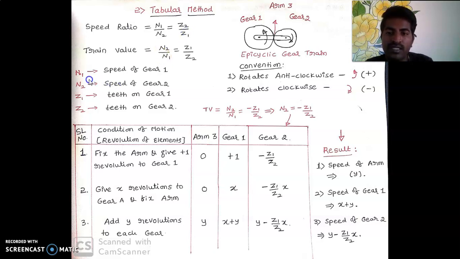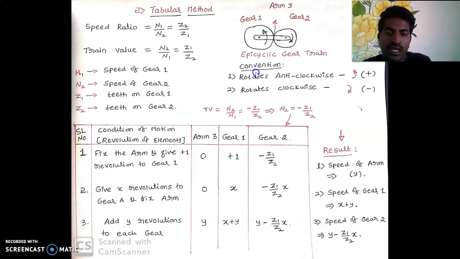So here n1 is the speed of gear 1. This is gear 1, which is rotating in the anti-clockwise direction, and gear 2 will rotate in the clockwise direction, because if only two gears are connected then both gears will rotate in opposite directions, as we have already discussed. n2 is the speed of gear 2, z1 is the number of teeth on gear 1, z2 is the number of teeth on gear 2, and this is the arm 3.